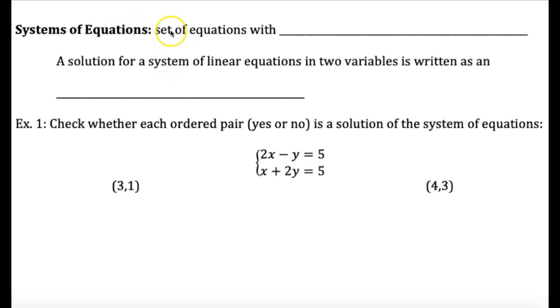A system of equations, or systems of equations, are sets of equations with the same variables. In this first section, we are just going to look at equations in two variables. The solution for a system of linear equations in two variables is written as an ordered pair.